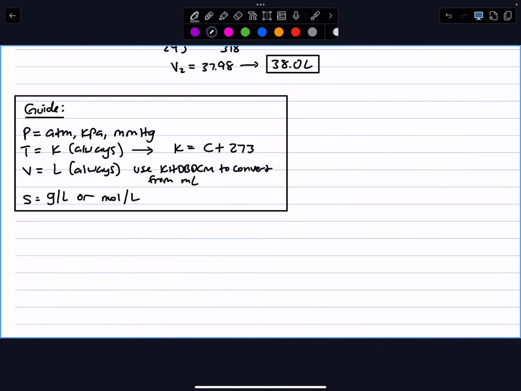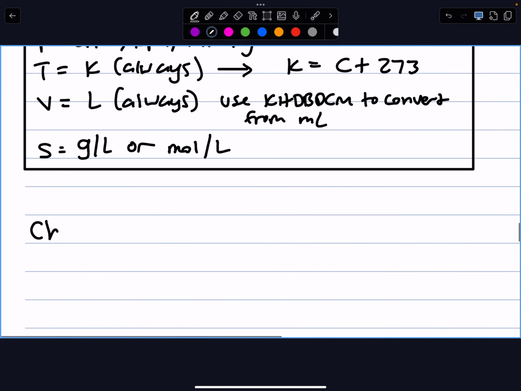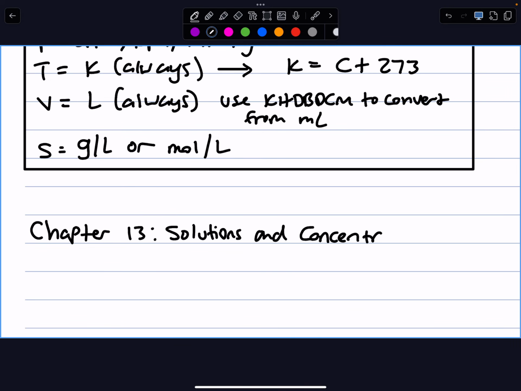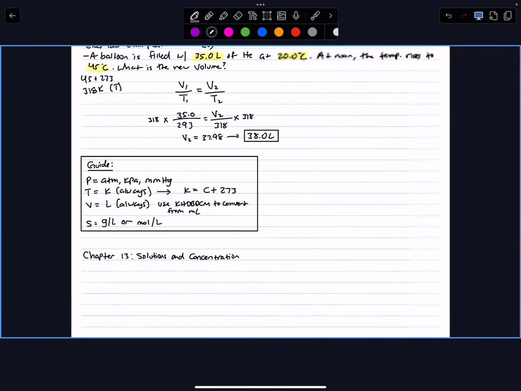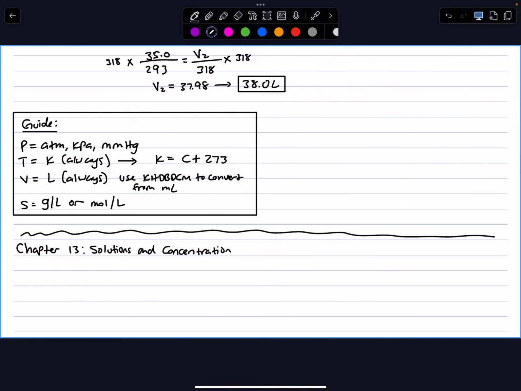Now we're on chapter 13. Oh Lord. Solutions and concentration. We're almost done. I'm on question 28. How many questions are there? 44. It's fast. Okay, ready? Question 28. You ready? Yeah, I'm ready.